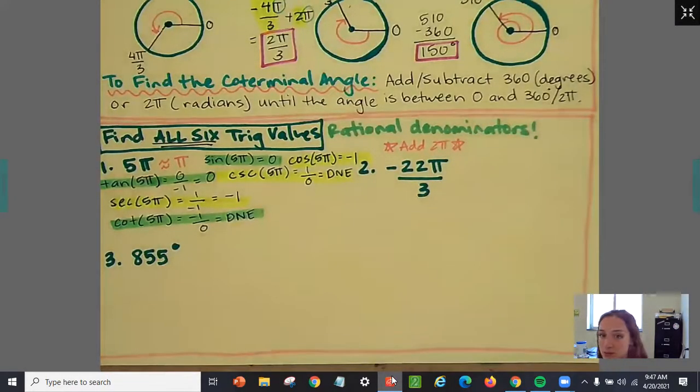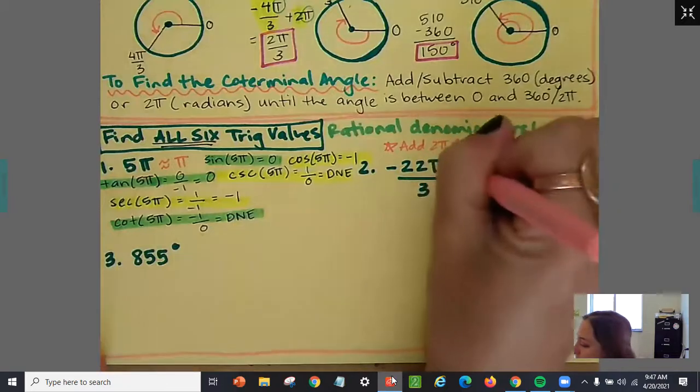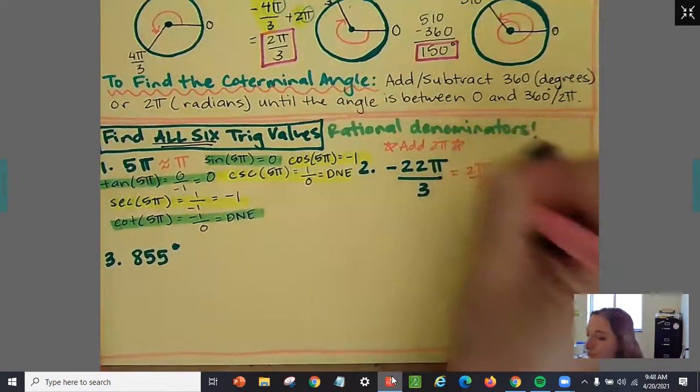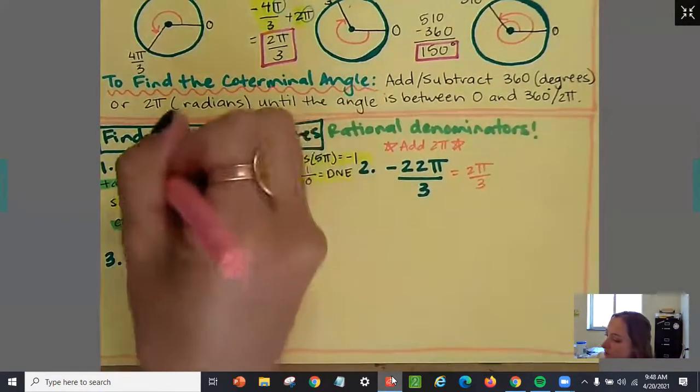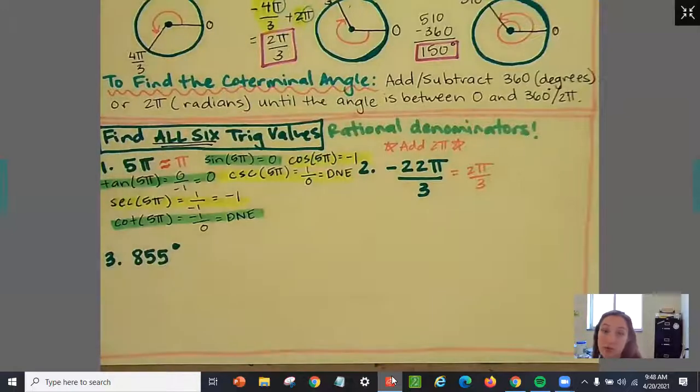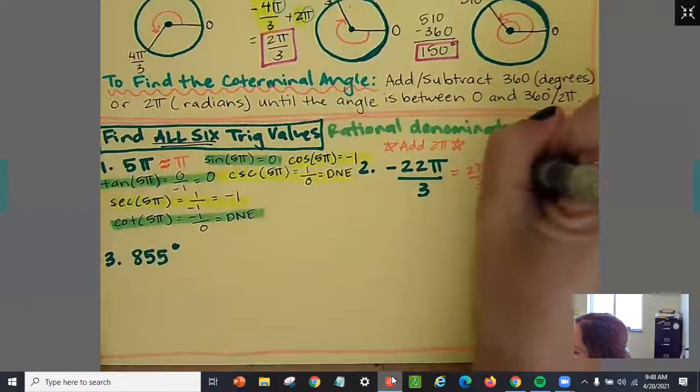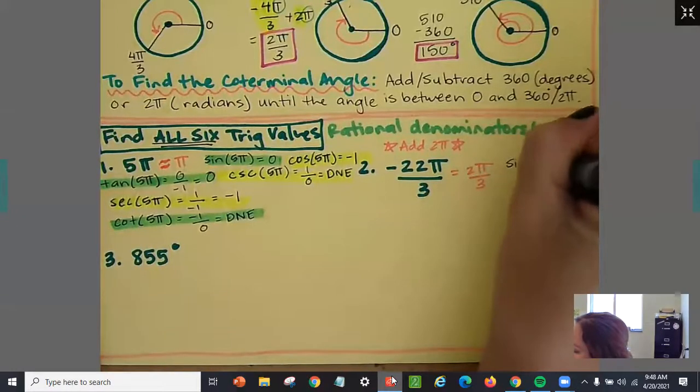So let's write this out. I'm not really sure why I put the squigglies. This is actually just equal to. Okay, so since this is equal to 2 pi over 3, then we're going to be figuring out the value of 2 pi over 3 for each of these. So let's start with sine and cosine. So let's do sine of negative 22 pi over 3.